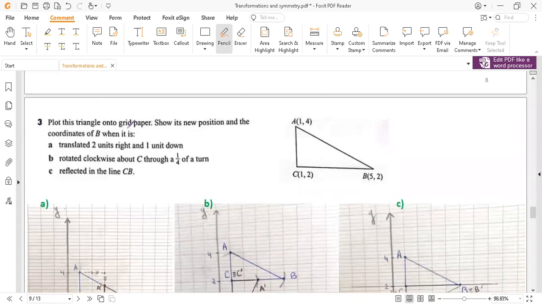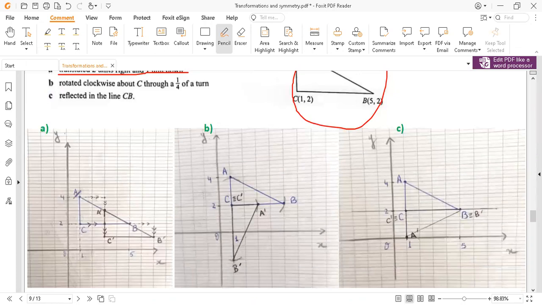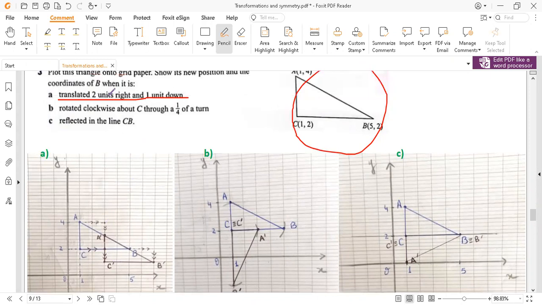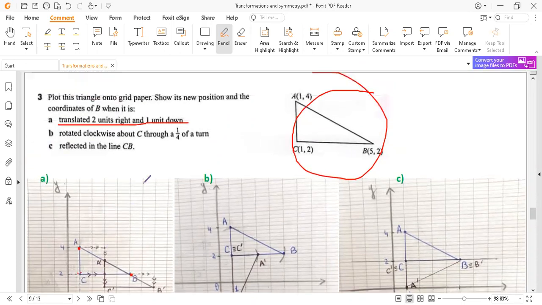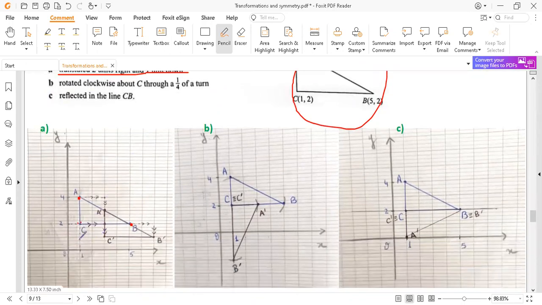How to plot? We have a triangle. We want to plot it according to this statement: translated 2 units right and 1 unit down. For example, we have the blue one, and we want to translate it 2 units right. We have 3 vertices. It is sufficient to translate these 3 vertices 2 units right and 1 down, to obtain its image.